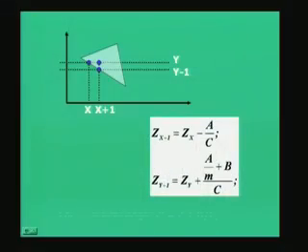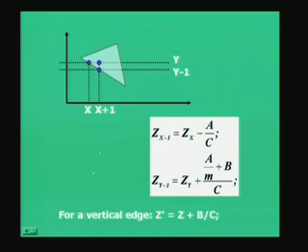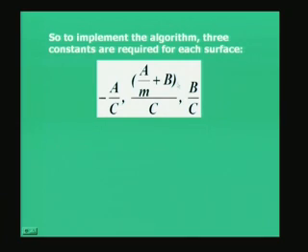If you look back into the slide once more, for a vertical edge, the z prime will be z plus b by c, because the slope m will be infinity, so this term will vanish. This is a special case only for a vertical edge, when the z value must be incremented by b by c. So you have to remember just these three terms: a by c, b by c, and a by m plus b by c. These are the three terms necessary to implement the algorithm and compute z for the next point.